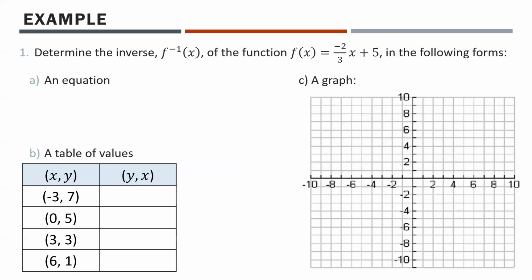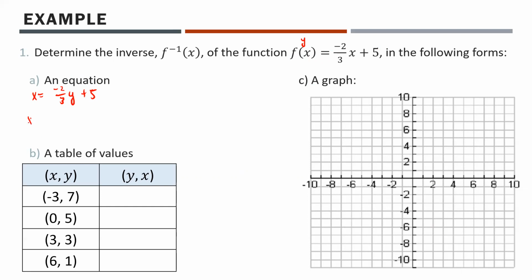All right, so first example here: determine the inverse of the function f of x equals that in the following forms. We're going to start with an equation. To get the inverse of an equation, you just swap your x and your y. Just remember f of x is often just a placeholder for y. So if we swap x and y here, this gives us x equals -2/3 y plus 5. But we want to do better than that. We want to get y by itself now.